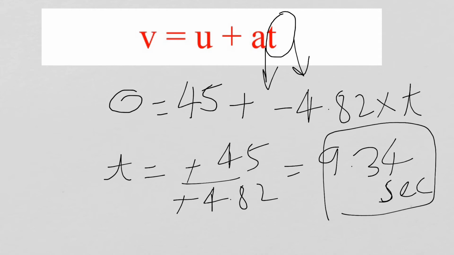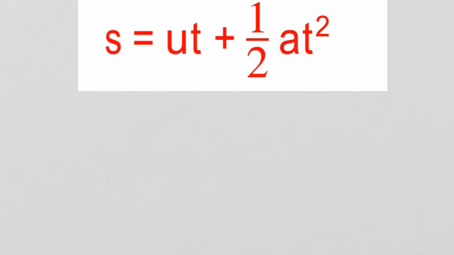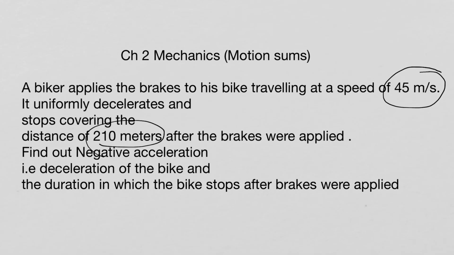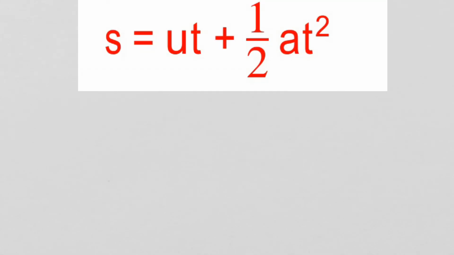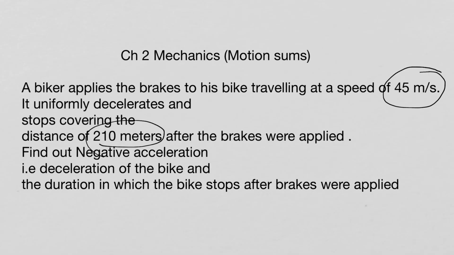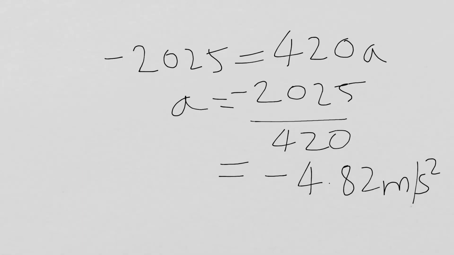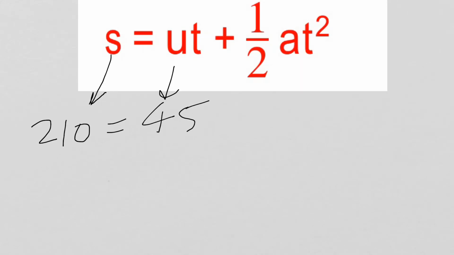And alternatively we will do it using s equals ut plus half at square, and we will see whether we are getting 9.34 or not. So let's use that formula also. The displacement value we know very well. In the question, the displacement value was 210 meters, so we will substitute 210 here. Then we will substitute all these values. The bike was running with 45 meters per second, so initial velocity is 45 meters per second into time, what we want to find out, plus half.